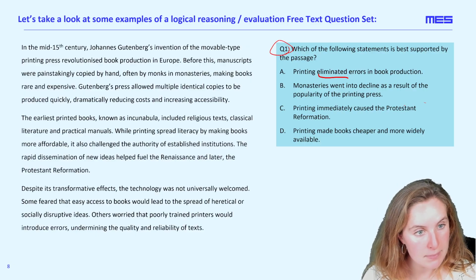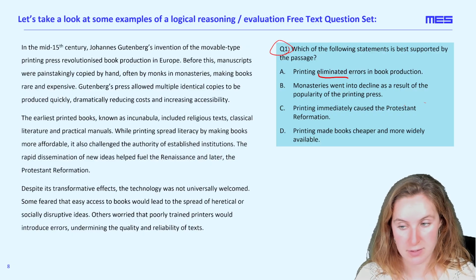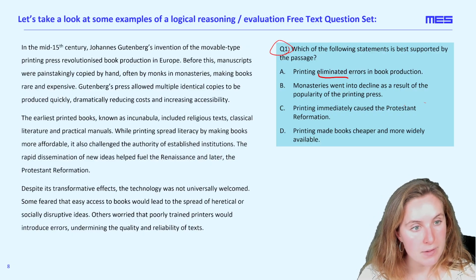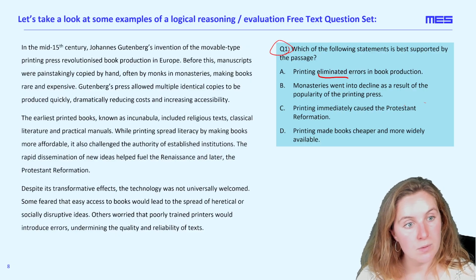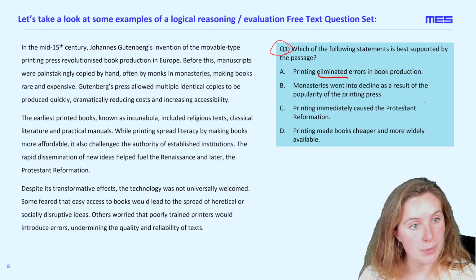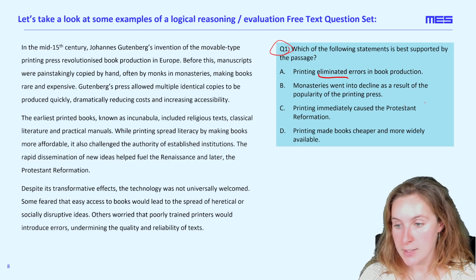So eliminated means that there were no more errors in book production as a result. It's quite a specific and harsh word. So if there are any errors in book production in the world of the printing press, then we need to be mindful that this answer will be immediately incorrect because it's saying there are none.